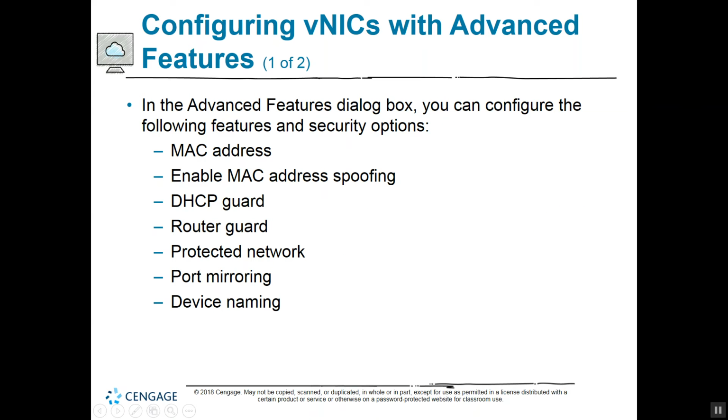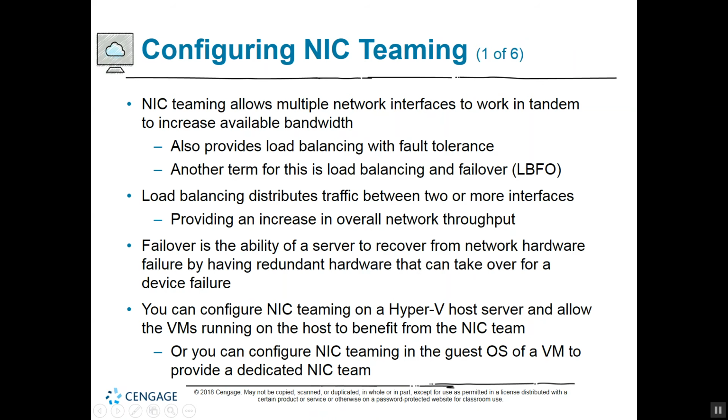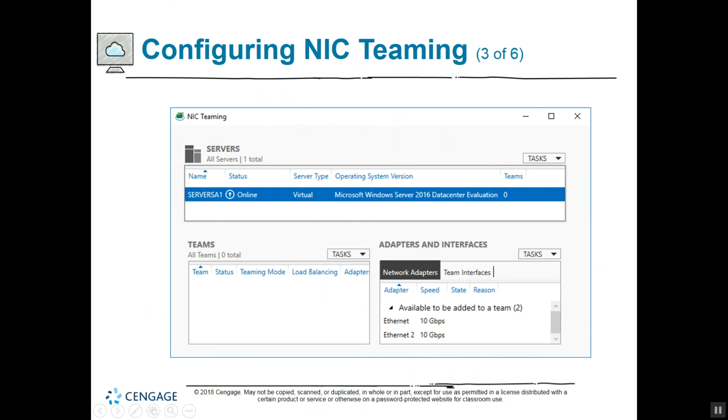Now in the advanced features dialog box, we can configure any of these: a MAC address, enable MAC address spoofing, DHCP guard, router guard, protected network, port mirroring, and device naming. And here we are, we can see the checkboxes one by one. So we can do NIC teaming if we want. And in NIC teaming, here's our interface.